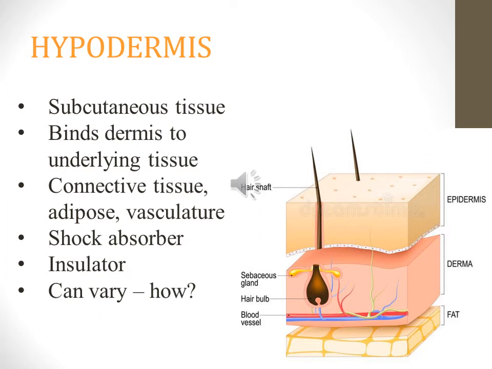And it's a shock absorber and an insulator. And how can this vary? Well, it's going to vary with body region. Think about us, and think about a native Arizonan and a native Eskimo, and the thickness of the hypodermis may vary. It's also potentially going to vary by gender, by age, by nutritional state. So all sorts of things can play a role in the appearance, the thickness, the presence of your hypodermis.